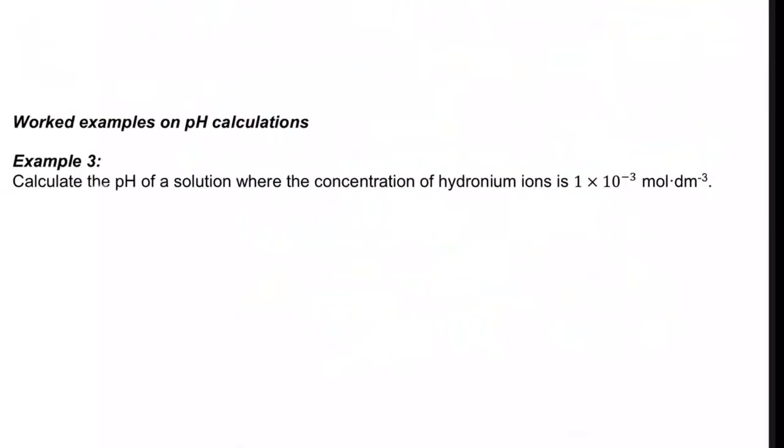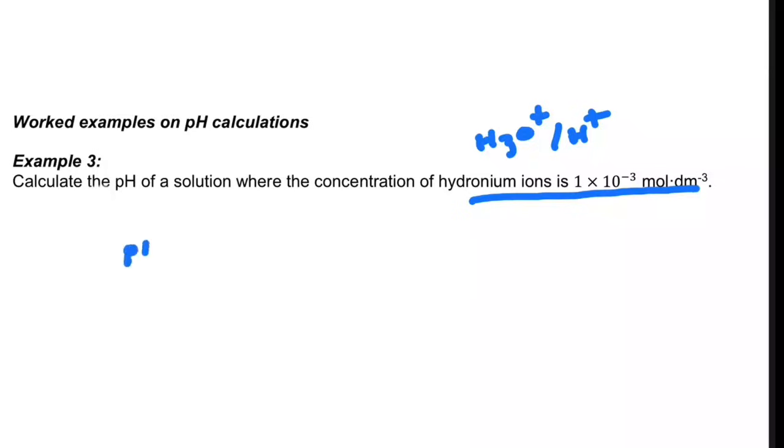Calculate the pH of a solution where the concentration of hydronium ions is 1 times 10 to the minus 3 moles per decimeter cubed. So what is hydronium ions? Hydronium ions is H3O plus. And I've said that in place of H plus, we can always use H3O plus. Right, so if you're given the concentration of H3O plus, you just treat it as H plus. Here we're supposed to calculate the pH. There isn't much to do. It's just direct substitution, really.